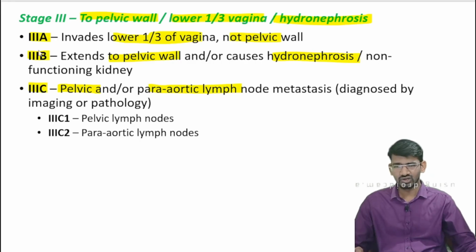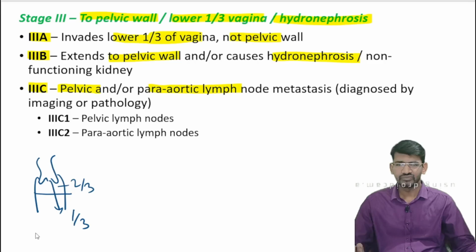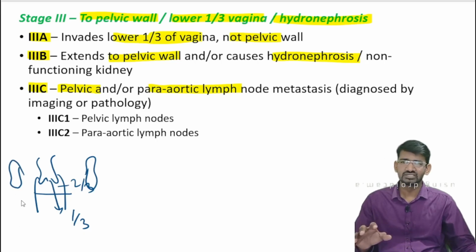So overall, what we can remember is, in type A, the invasion has extended to the lower one third of the vagina. In type B, the pelvic wall and the kidneys are involved. The pelvic wall means the structures which surround the true pelvis. So in the pelvic wall, the kidneys and ureters get affected, causing hydronephrosis.